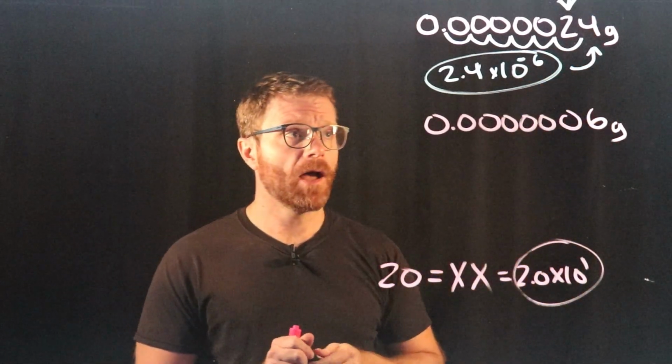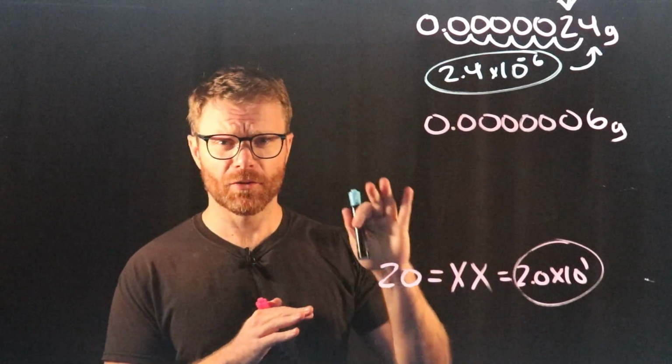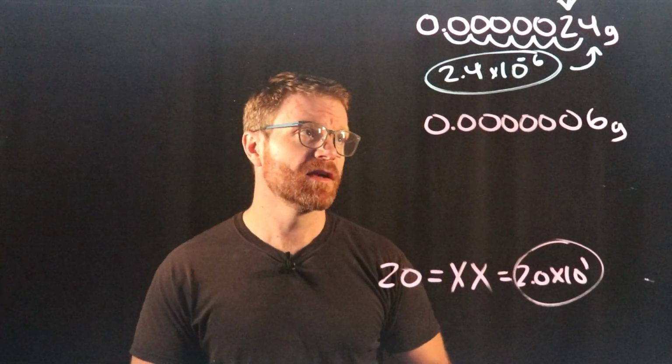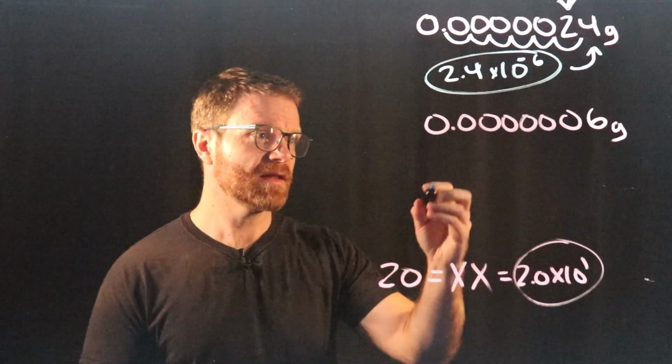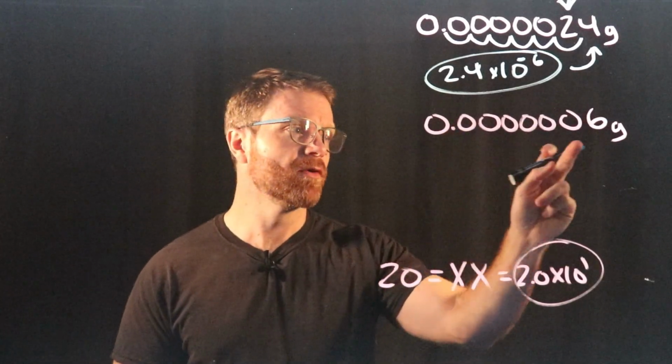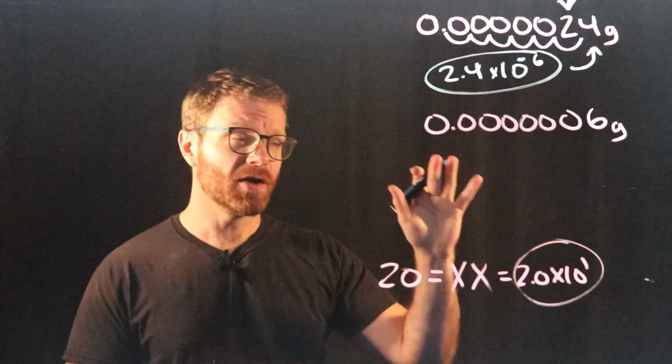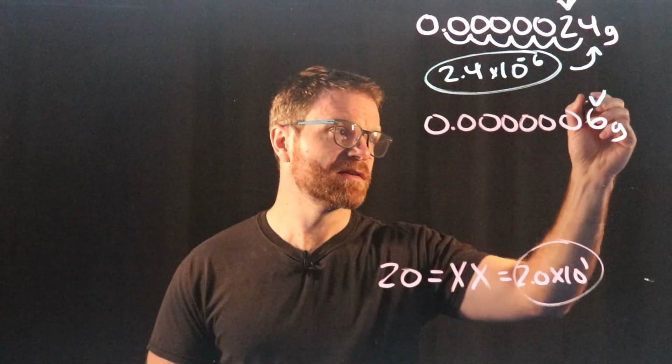Okay, I know that was a lot. We'll go over quite a few more examples so you really get this. Let's do this bottom number. We're going to take the decimal point here and move it so it's after the first non-zero digit, which is this 6 over here.